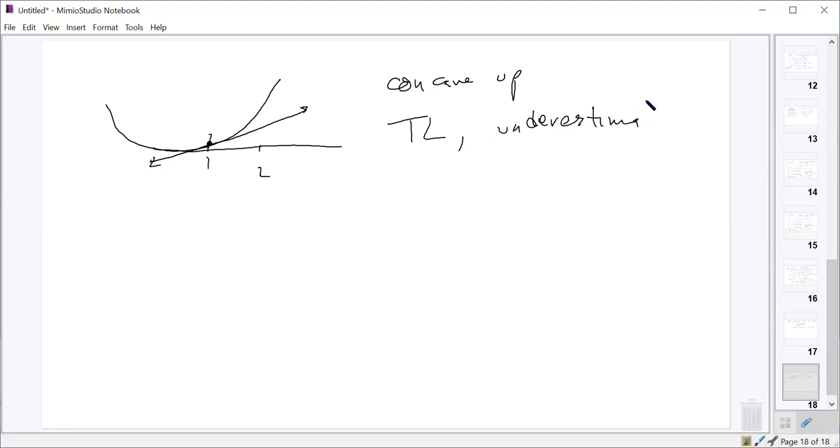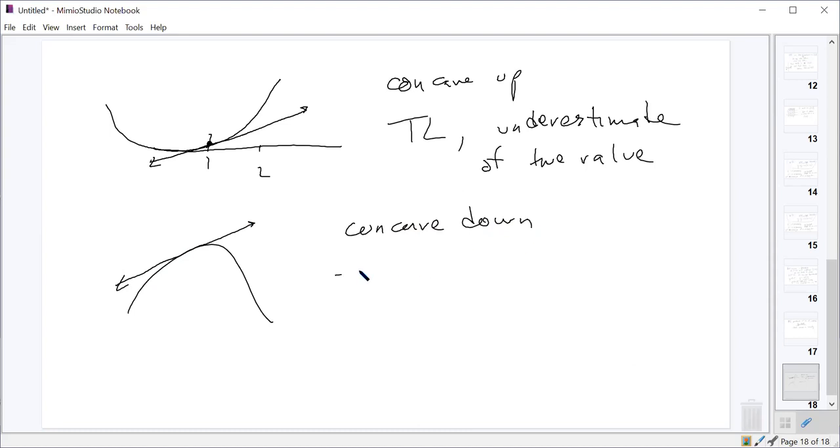If you forget that, it's really easy to just sketch the graph. Sketch something that's concave up, sketch a tangent line to it. You will see that everywhere else, that value from the tangent line is less than the value from the actual function. Right, so the tangent line is an underestimate of the true value. If your function is concave down, the opposite of that is true, right? If it's concave down, your tangent line is an overestimate of the true value.